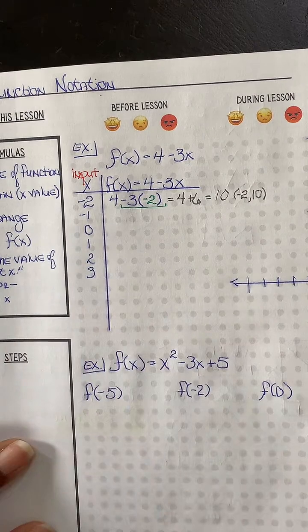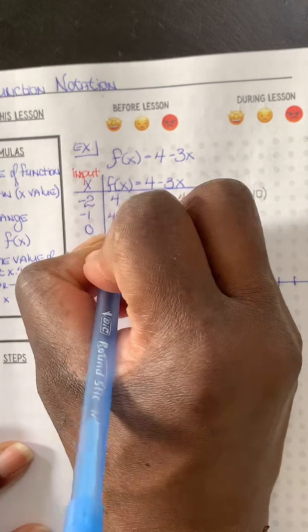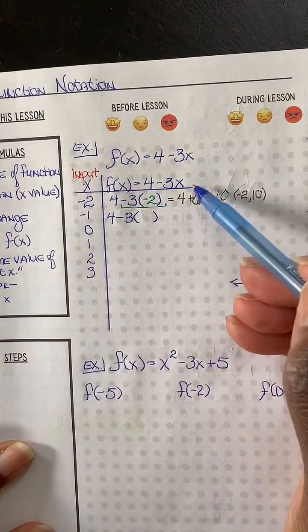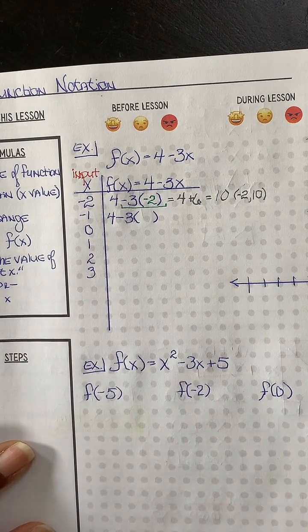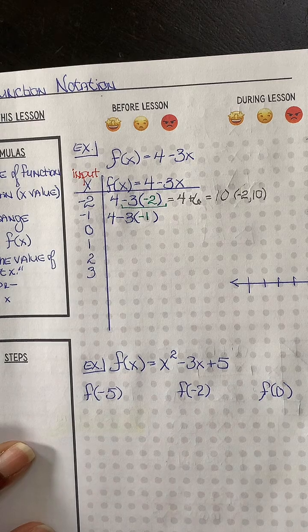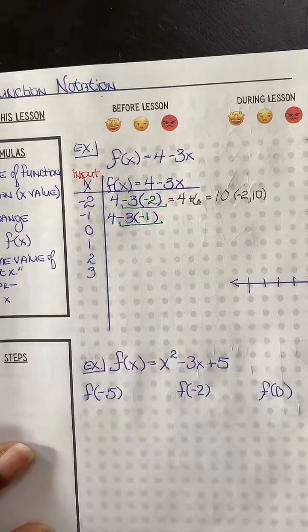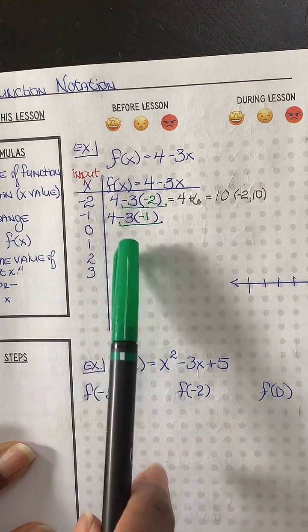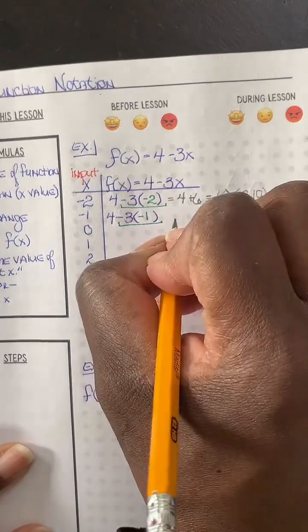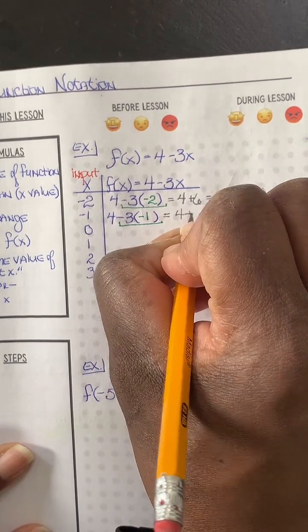So now we're doing the next one. So my input is going to be negative 1. So we have 4 minus 3, but instead of the x that we have up here, we're going to plug in the negative 1. So now you have negative 3 times negative 1. A negative times a negative gives me a positive. So that means we have 4 plus 3.